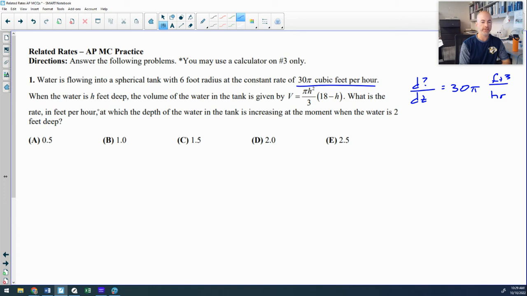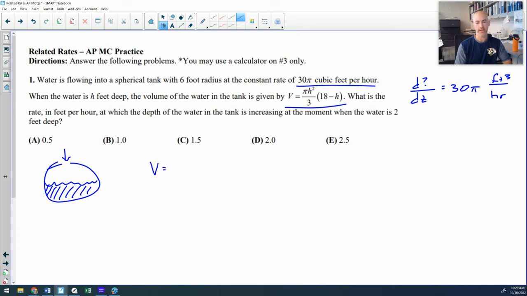They do tell you that the water is h feet deep. So if you can imagine this, if you want to draw it, we have a spherical tank with a little opening at the top. Water is flowing into that tank and it is filling the tank, and we are finding the volume of a partially filled sphere. Now that is a very bizarre situation. It's not a full sphere, it's like filling it up. And since that is so bizarre, they give you the formula for volume right here.